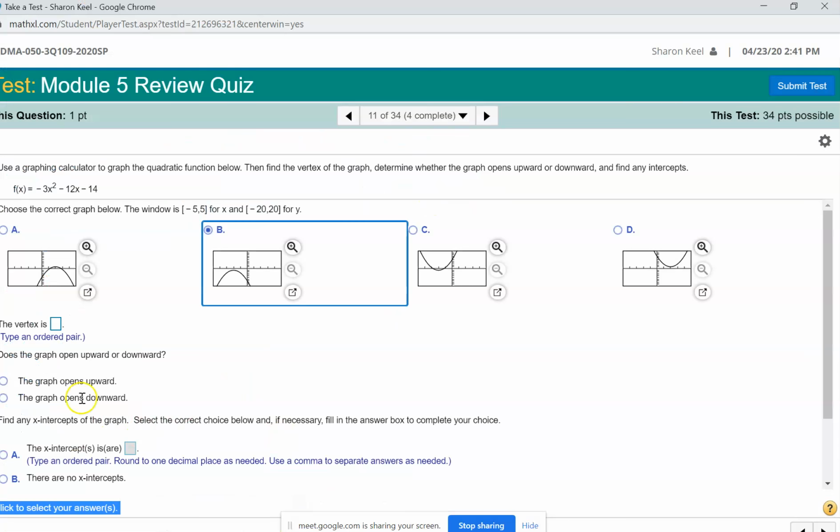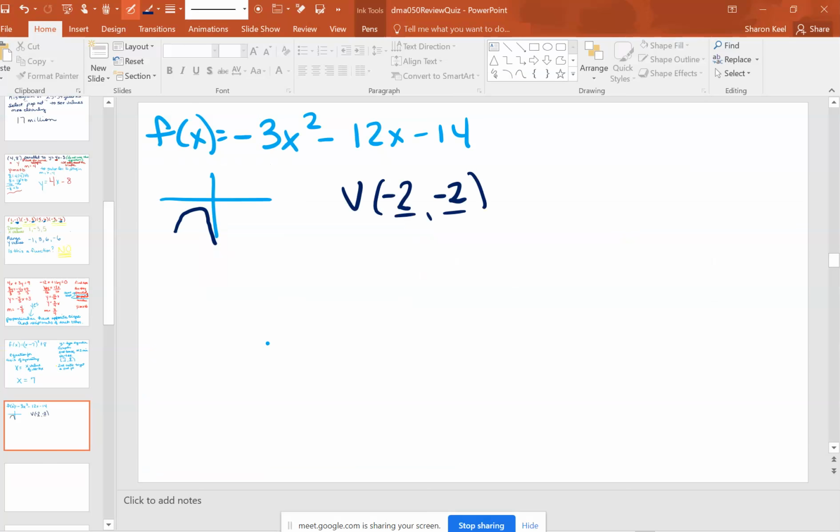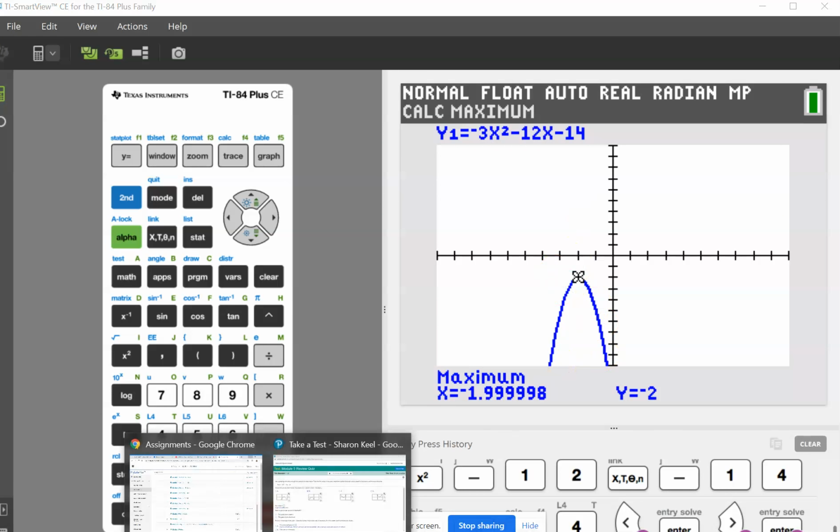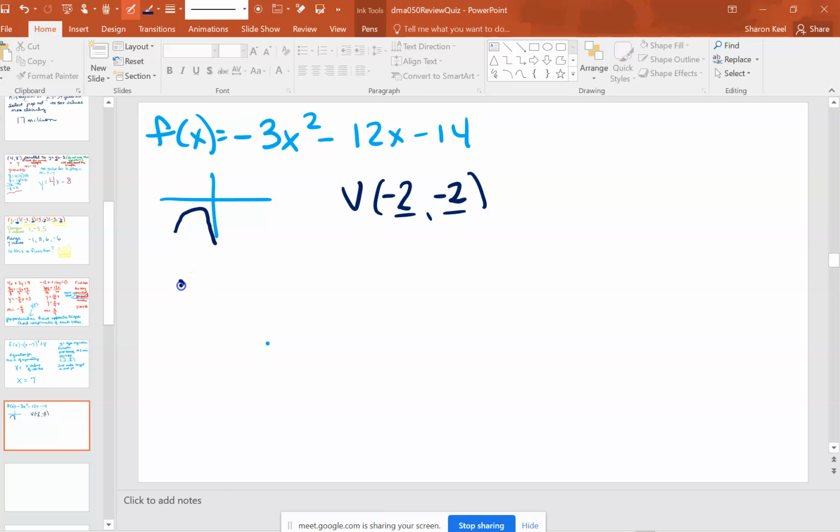The next question asks us, does it open upward or downward? Well, this graph opens going down. So this one opens downward.